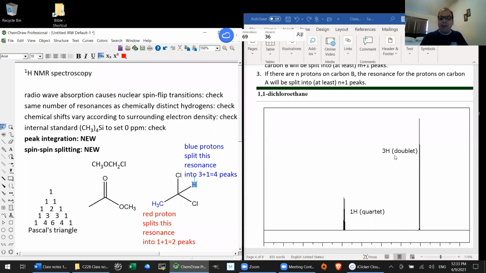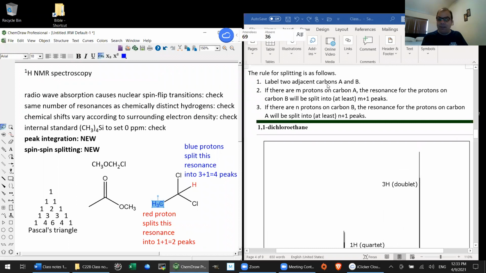Meanwhile, the 3H resonance is a doublet. So we're looking at the resonance for those 3 hydrogens, those blue hydrogens. And what we do is we look next door and we count 1 hydrogen next door. 1 plus 1 is 2. And indeed, we see 2 peaks here. So that's the nature of spin-spin splitting. And it's something you guys are going to have to practice a lot. I've made it as simple as I know how to. I don't know how to make it any more step-by-step than this.